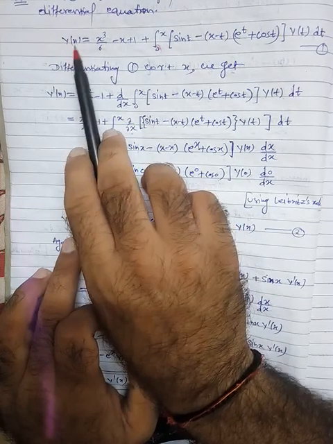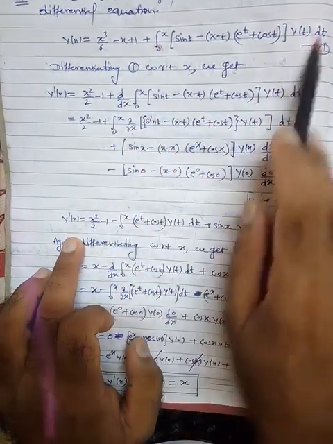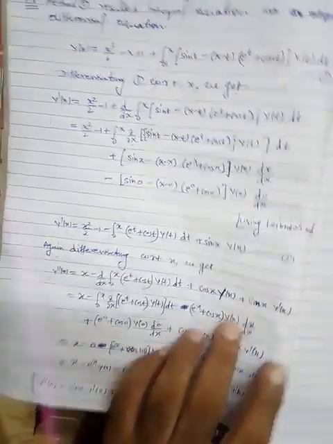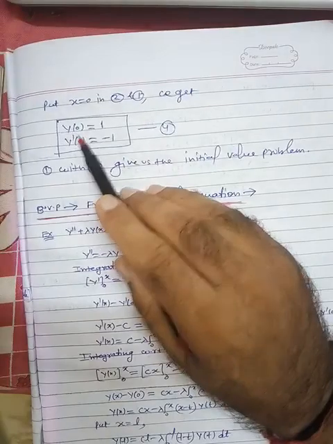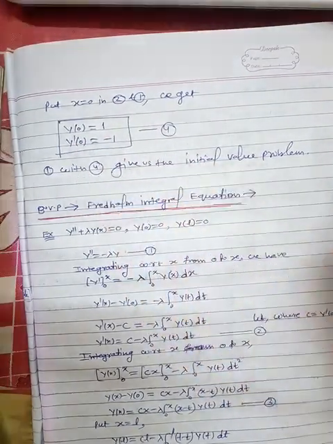इसी तरह यहाँ पुट x इज इक्वल टू 0 हियर, सो 0 to 0 करेंगे, ये पूरा इंटीग्रल cancel out. Only 1 will be there, so we are having two conditions. y at 0 is 1, y1 at 0 is -1, so these are two initial conditions. Fine, so this is all about it.